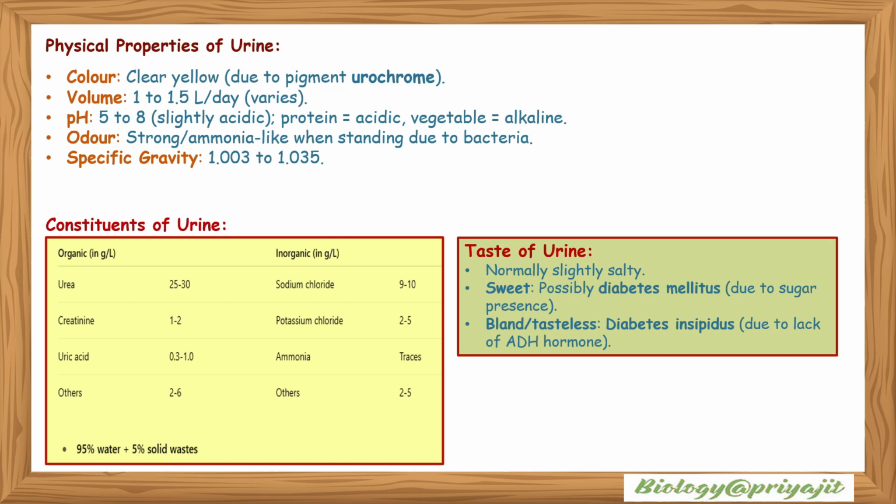Taste of urine: urine is basically slightly salty. Possibly diabetes mellitus, due to the presence of sugar, makes it sweet in nature. Blood bland and tasteless urine indicates diabetes insipidus, due to lack of ADH hormone.